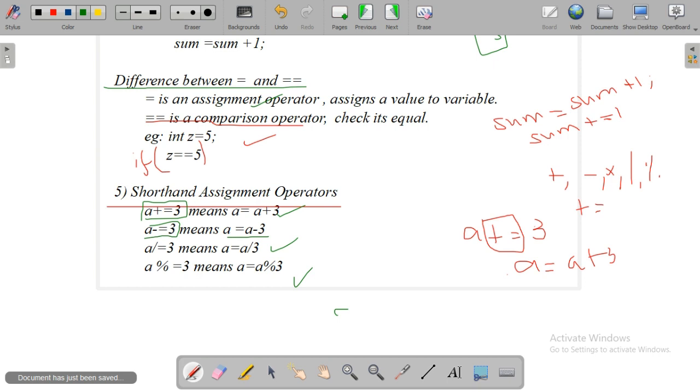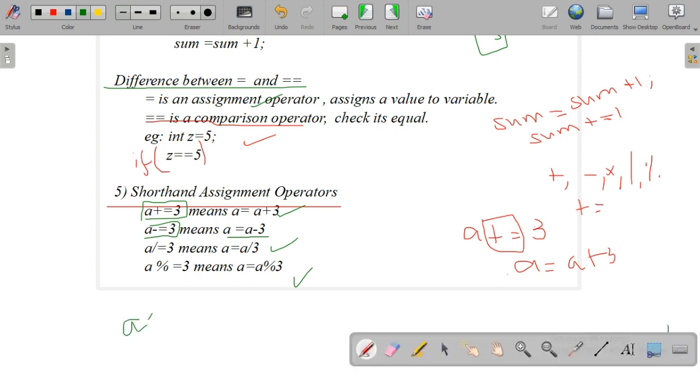Another example: a into equal to 3. What does that mean? It indicates a equal to a into 3. These are known as shorthand assignment operators. That means it is the combination of the assignment operator and other arithmetic operators. Such a combination is known as a shorthand assignment operator.